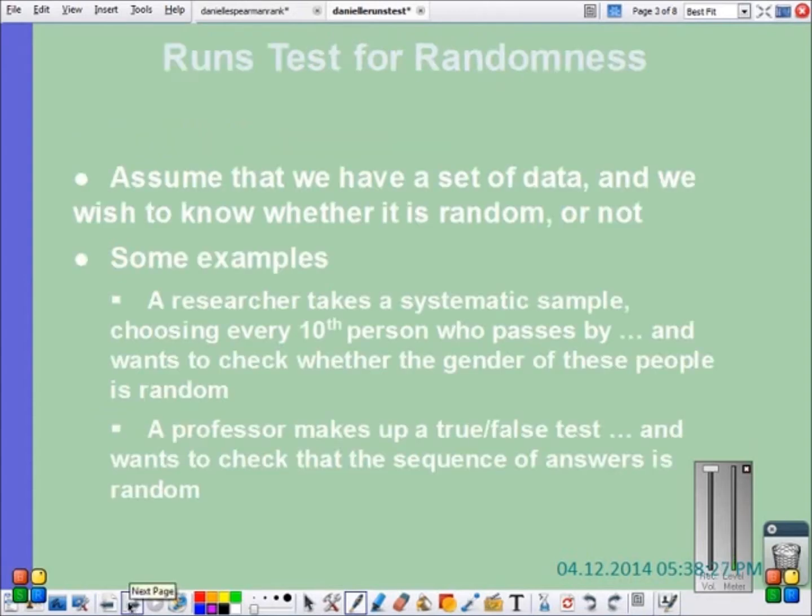Runs test for randomness. Assume that we have a set of data and we wish to know whether it is random or not. Some examples are: a researcher takes a systematic sample, choosing every 10th person who passes by, and wants to check whether the gender of these people is random. A professor makes up a true-false test and wants to check that the sequence of answers is random.